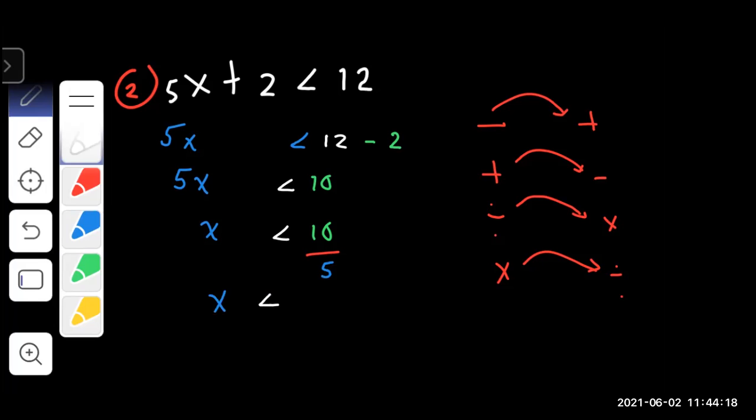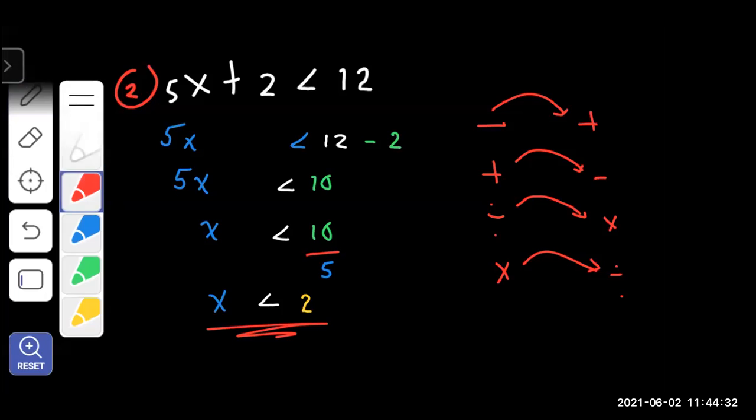Let's simplify. 10 divided by 5. Can you simplify this expression? Two, right? Yes. That is a solution. The solution is 2.